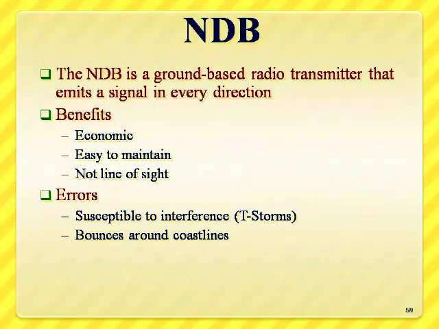The NDB is a ground based radio transmitter that emits a signal in every direction. What are the benefits? It's economical, easy to maintain, and it employs non line of sight communication. So even under poor visibility it can send the signals, but the errors are due to interference from thunderstorms and bounces around coastlines.